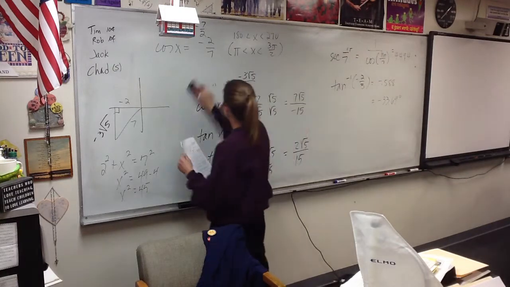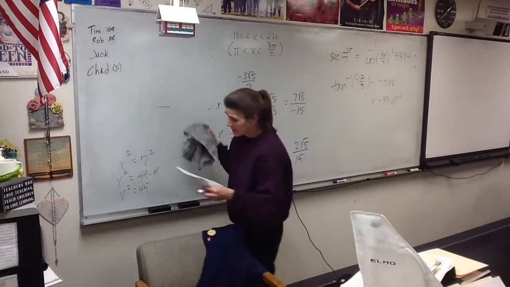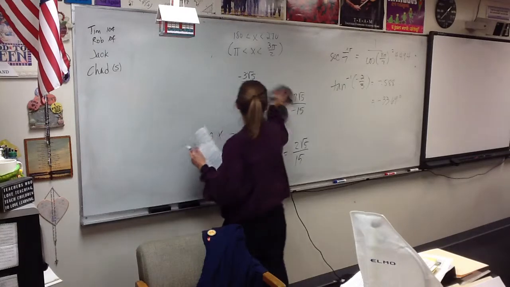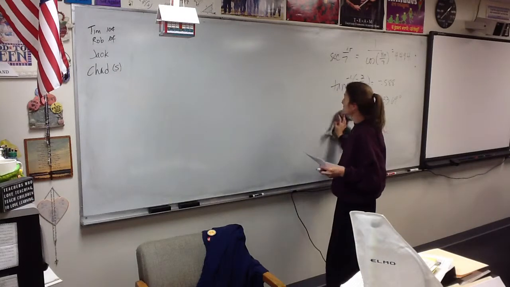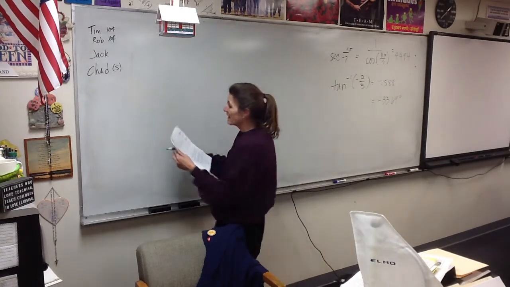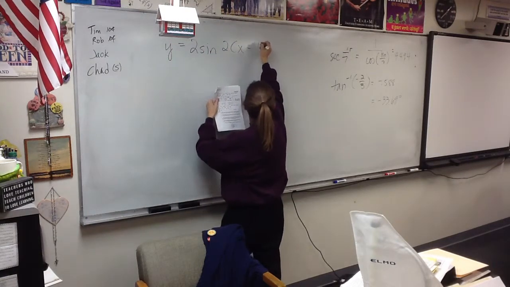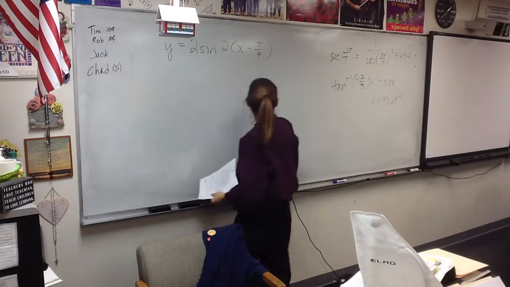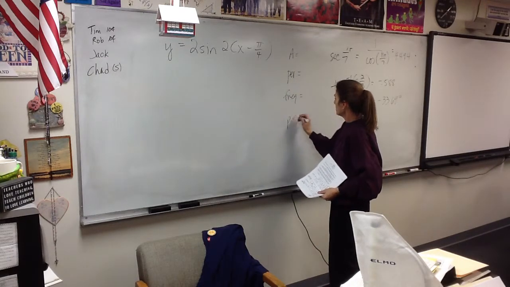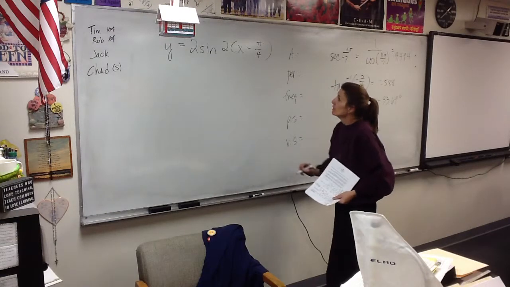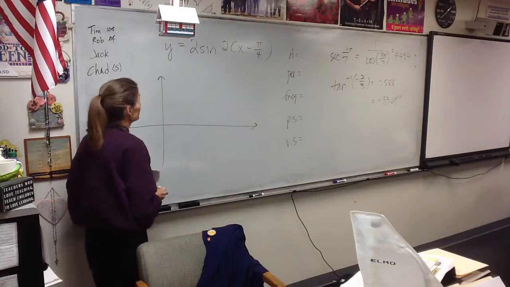Now we're going to do a sketch, and we are going to sketch a sine curve. The first thing I want to do is make sure that if there is a coefficient on x, it is factored out. There is one, and it is factored out, so we are all set. So here we go, and I'm going to list my amplitude, my period, my frequency, my phase shift, and my vertical shift. Okay, so this is a positive sine curve.